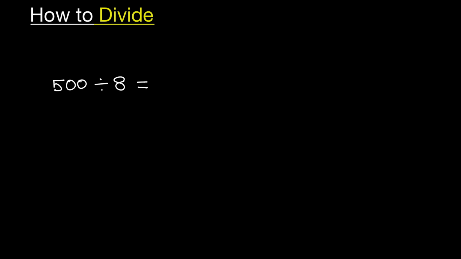In this video, we will learn how to divide the number 500 by 8 using the long division method. See that 5 is less than 8. That is why we will consider the number 50. We know that 8 times 6 is 48. Subtract this 48 from 50, we get 2.